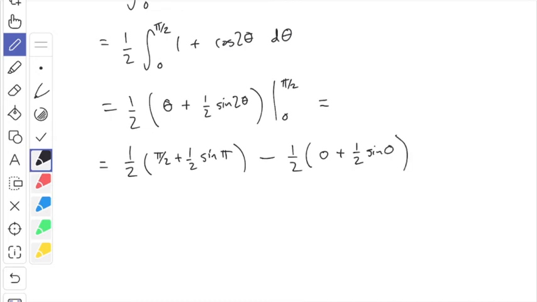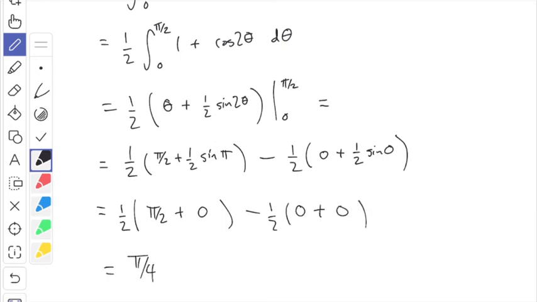And I believe all of that stuff is 0 except for the pi over 2 at the very beginning. This is 1/2 times pi over 2 plus 0. Sine of pi is 0, and then minus 1/2. This is 0. Sine of 0 is also 0. So you really do get pi over 4 as the answer.